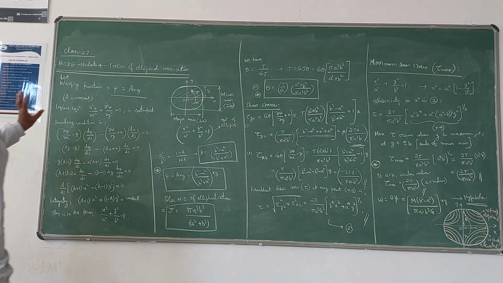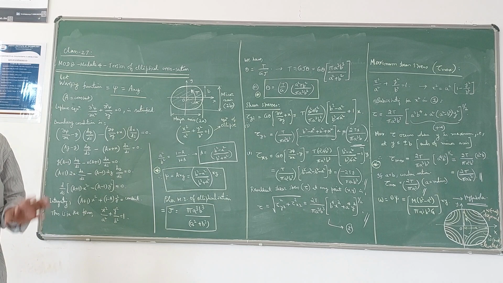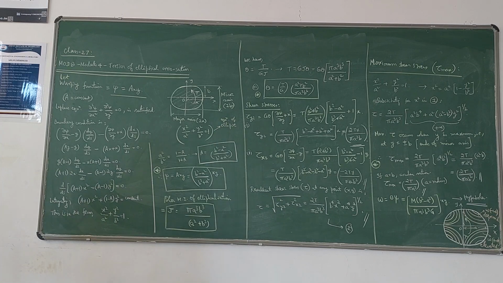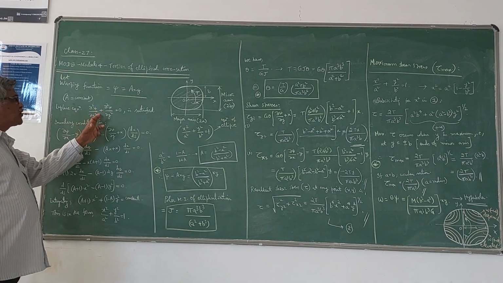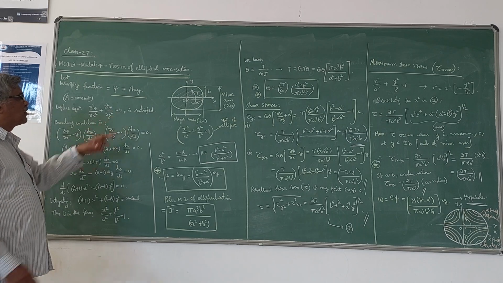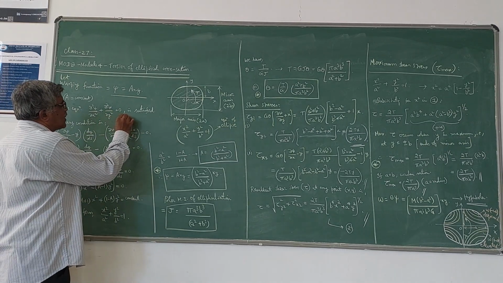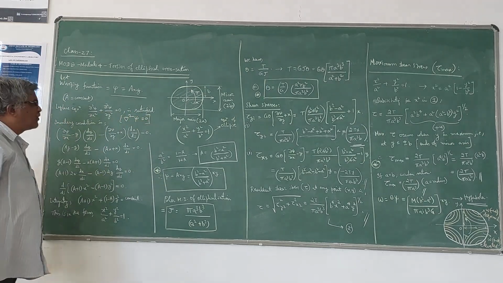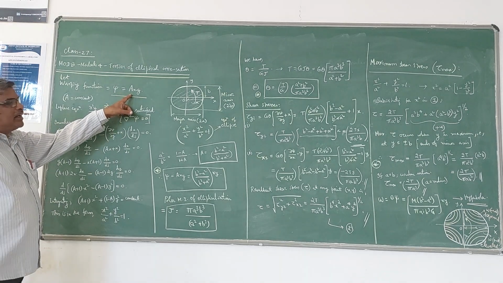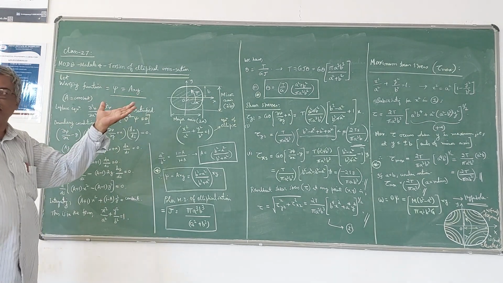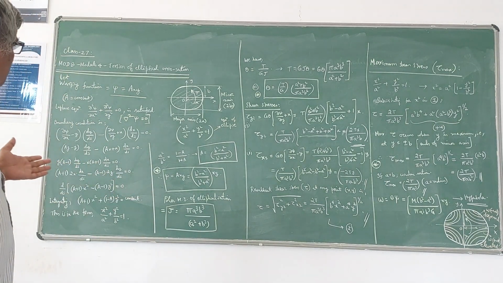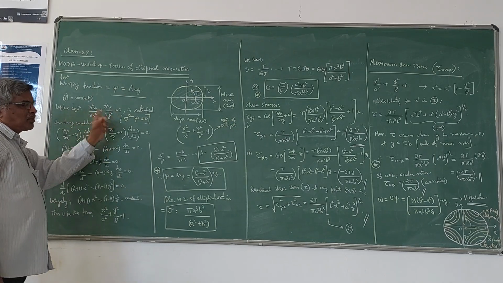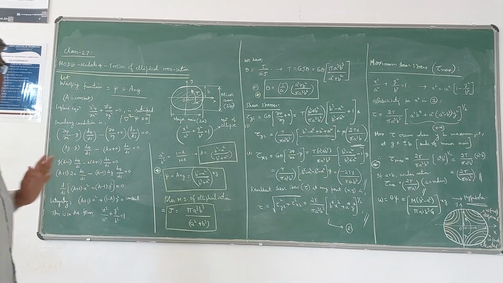Now, let us see whether this assumed warping function satisfies the Laplace equation and also the boundary condition. The Laplace equation in torsion problem is dou square psi by dou x square plus dou square psi by dou y square is equal to 0, or in other words, del square psi is equal to 0. If you see this, the first derivative with respect to x will be ay, and the second derivative with respect to x, that is dou square psi by dou x square, will be 0. Similarly, dou square psi by dou y square is also 0. So, 0 plus 0 is equal to 0. Automatically the Laplace equation is satisfied.